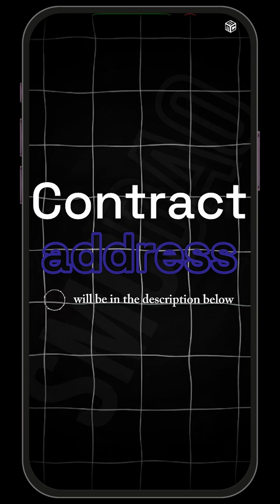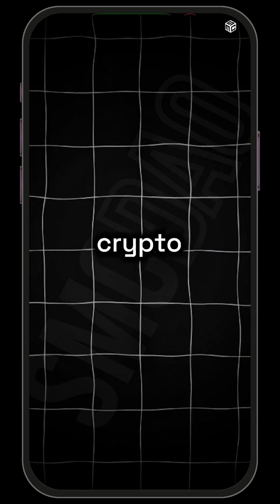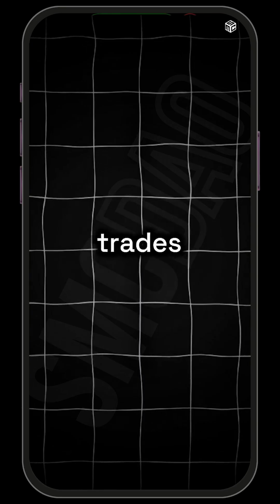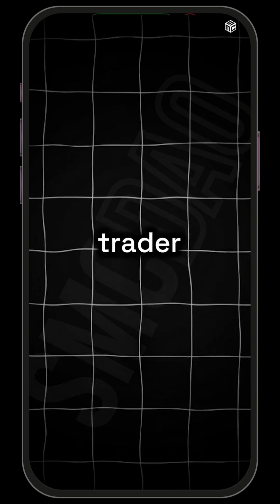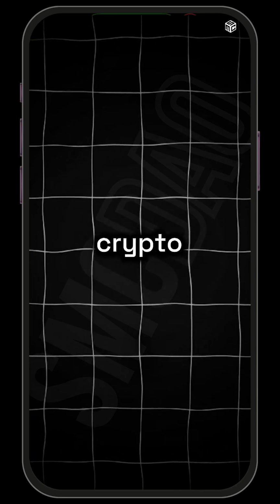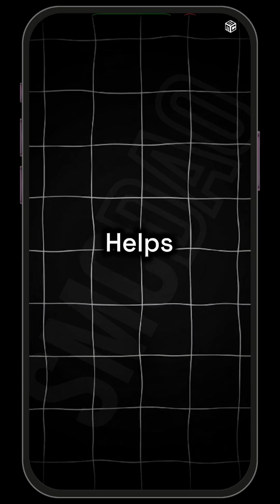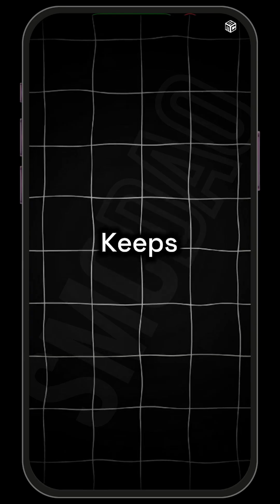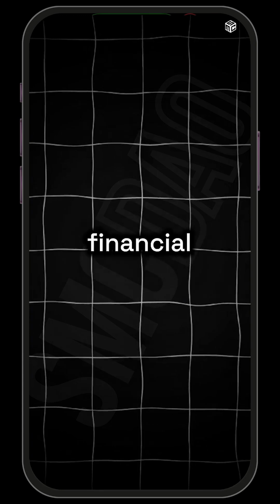Alright, so now we will walk you through how to create your own crypto journal to track trades and investments. Keeping a journal helps you avoid emotional decisions, review past moves, and grow as a disciplined trader. And why do we keep crypto journals? Because it keeps a clear record of every trade or investment, helps you spot patterns and mistakes, keeps you accountable to your strategy and not emotions, and is useful for tax reporting and financial planning.